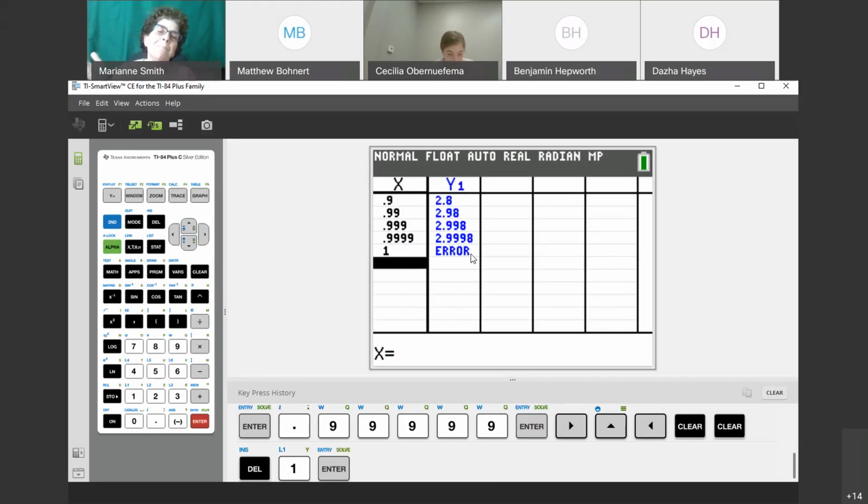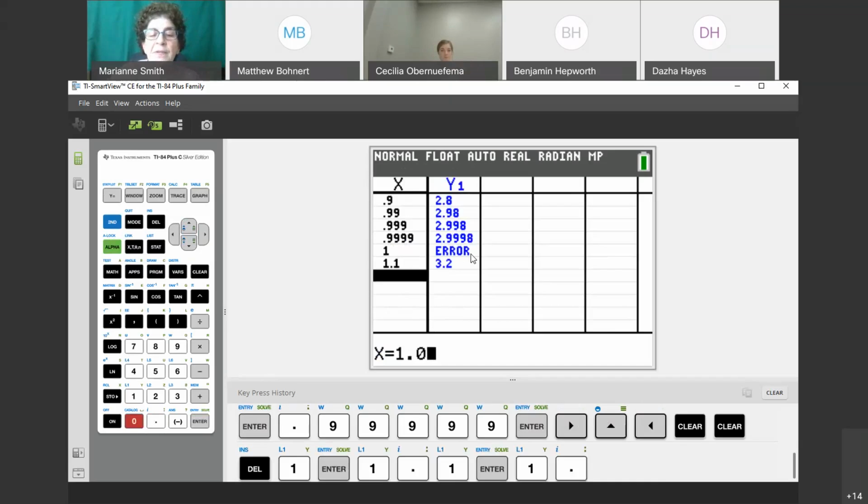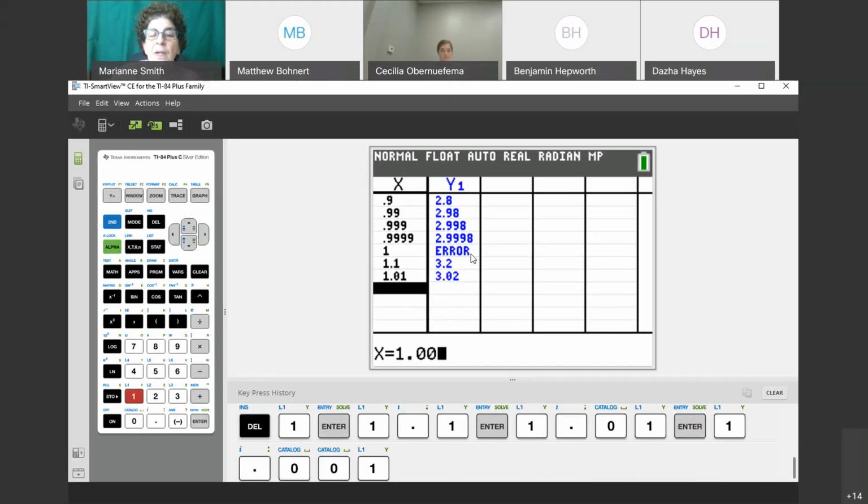Now let me get close to 1 from the other side. How would you do that? Well, you'd get beyond 1, say at 1.1, and you'd come down: 1.01, 1.001.